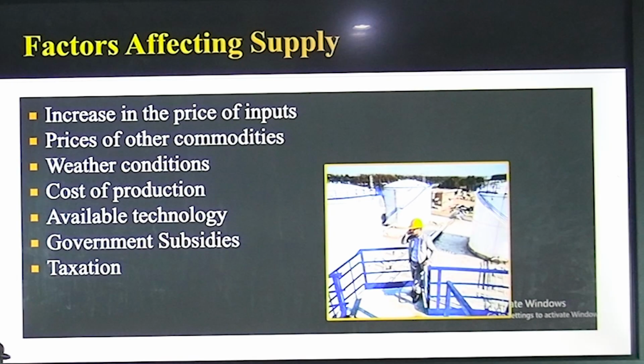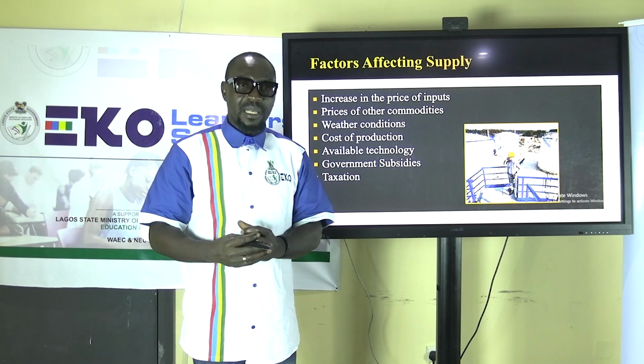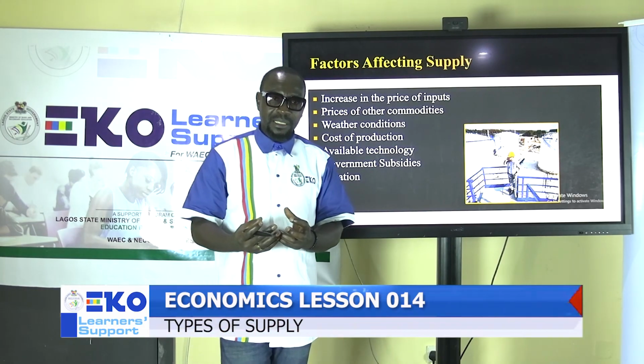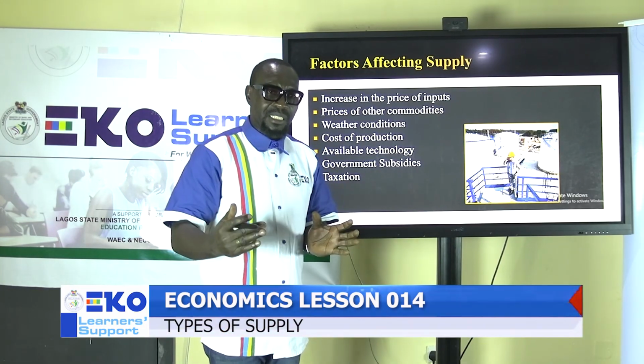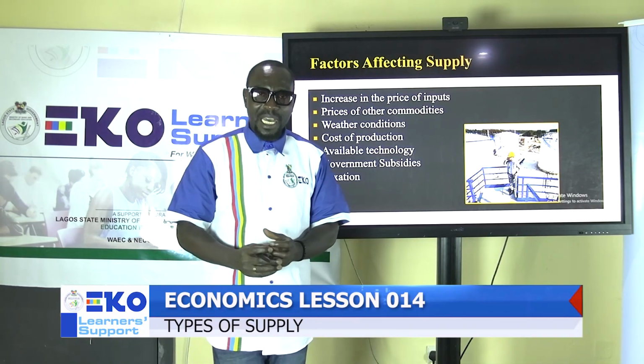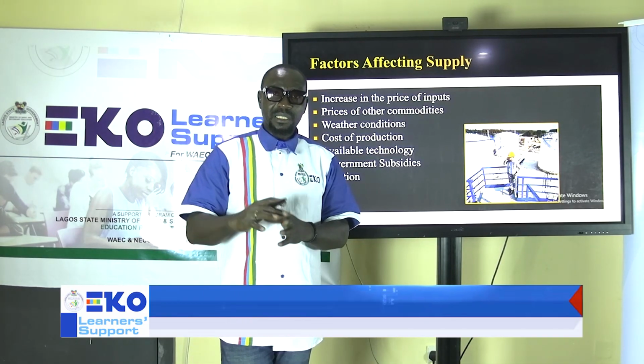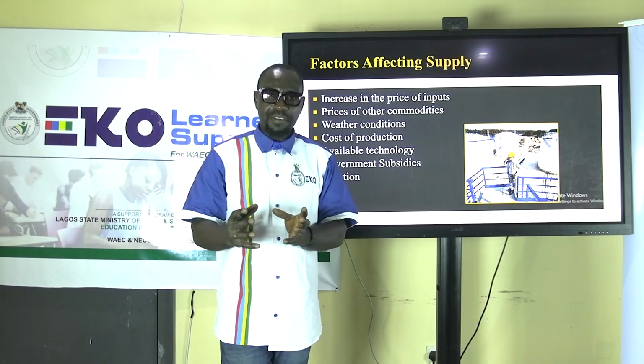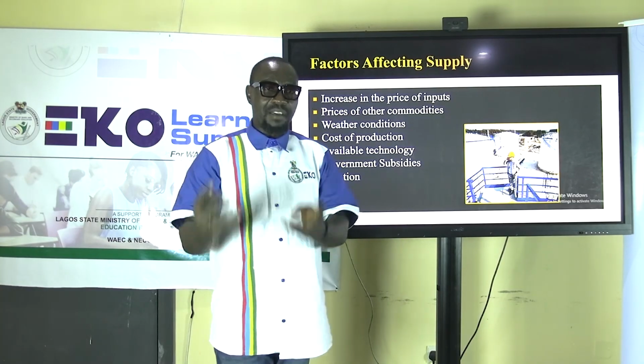Taxation is another. To encourage availability, to improve supply, sometimes government gives what is referred to as tax holidays or tax rebates, allowing producers not to pay tax for a certain window or for a certain period of time, so that their cost of production is reduced, and therefore they can make a lot of the product available in the market.